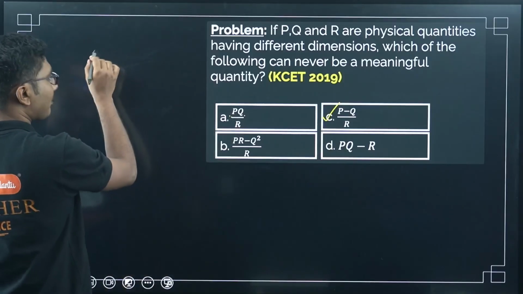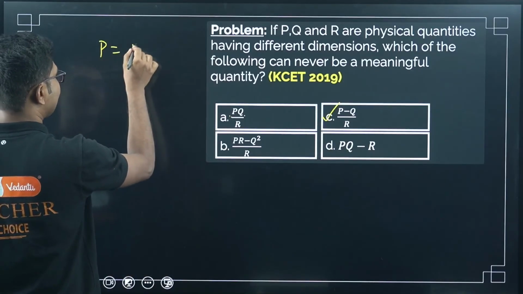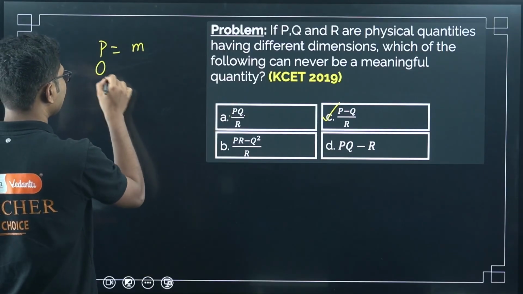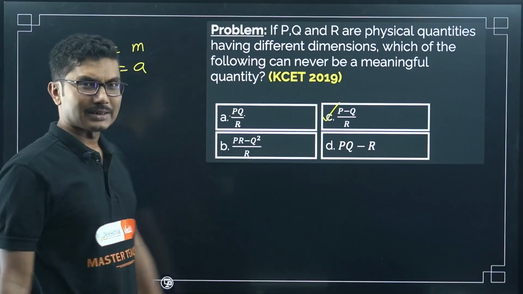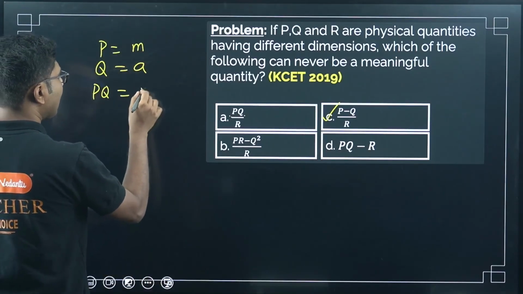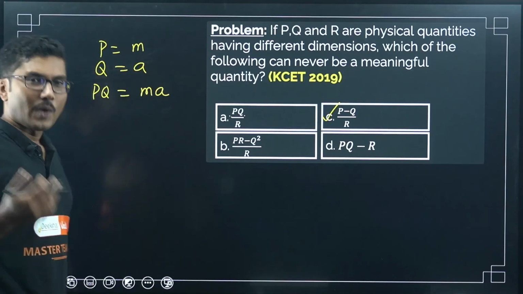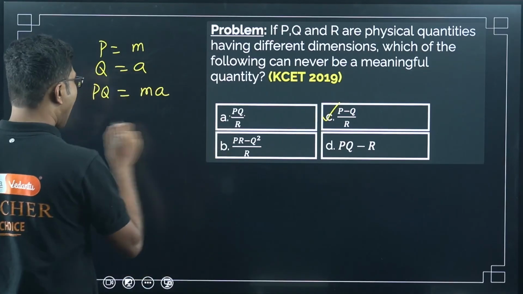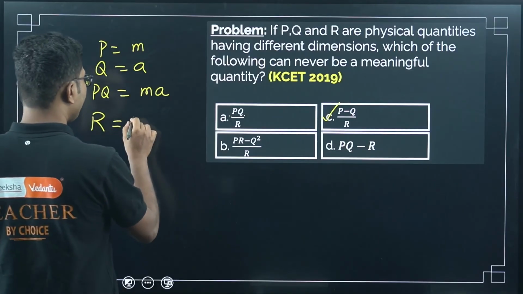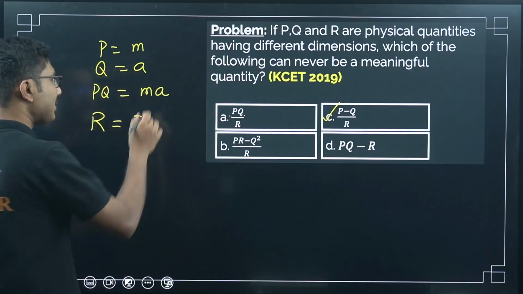So for example, suppose P is mass, the dimension of mass. Q is acceleration, the dimension of acceleration. So what is PQ then? PQ will be mass into acceleration. Now R is another quantity. It is represented by force. So force will also have the same dimension as MA.